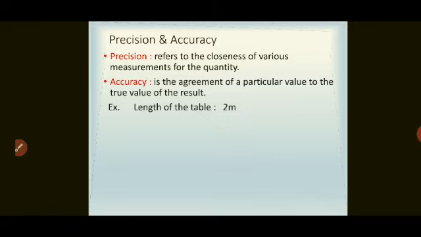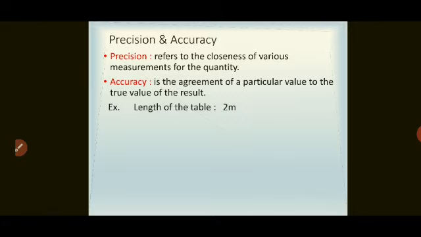See, whenever we do any practical, we take some readings. We have learned 7 basic physical quantities that we call fundamental quantities. In that, the first one is length. Suppose I have taken a table whose length is measured, and along with me, some other people also measure it. Will all the readings be the same?